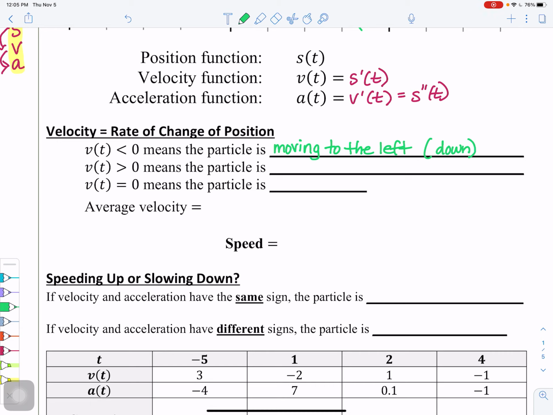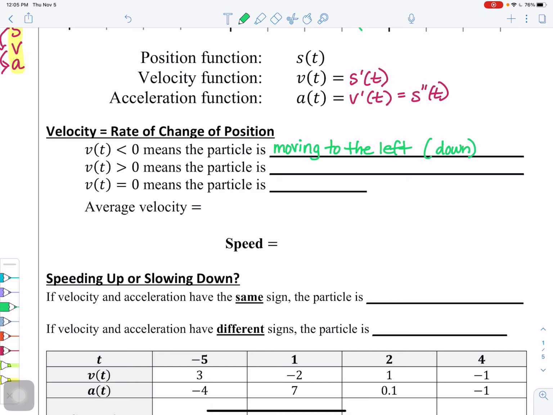And you could also say that's when the particle is moving upward. Now, if the velocity is 0, just like we said right here, look at that. The velocity is 0 right here at that time. That is when the particle is at rest. It is not moving backwards. It is not moving left. It is not moving right. It is just at rest.